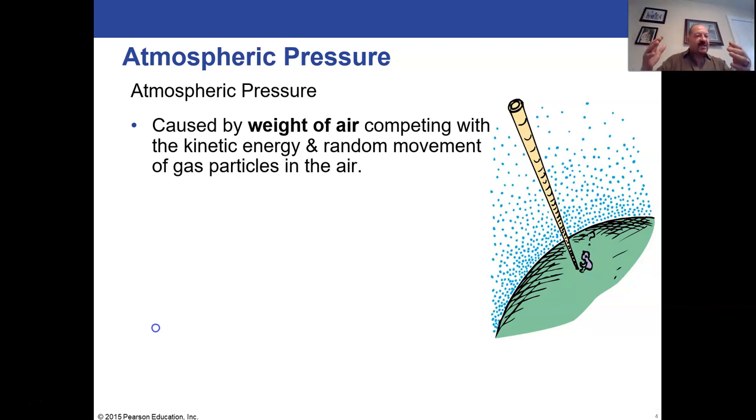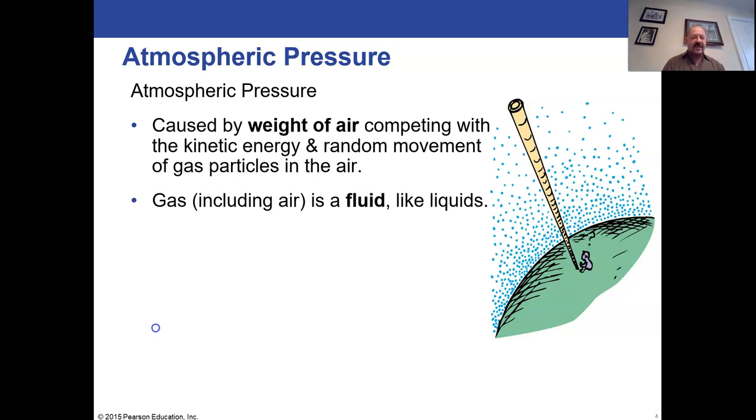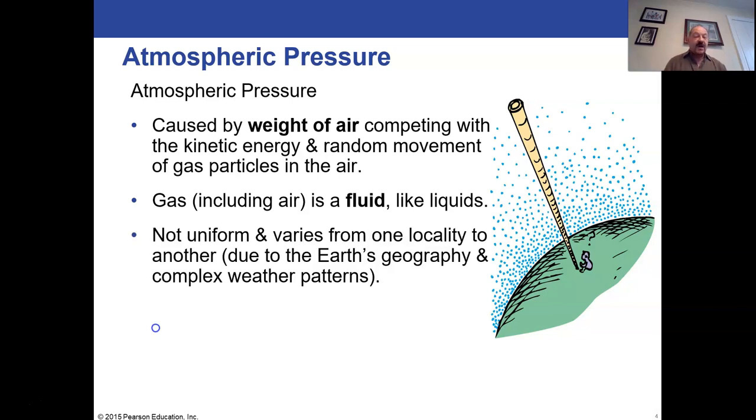But gravity is what keeps it pulled down, and also the magnetic field is what keeps it stabilized, but that's a whole other discussion. So any gas, including air, and any liquid, are considered fluids. A fluid is anything that flows, and that includes both liquids and gases. So the atmosphere, as I already mentioned, is not uniform.